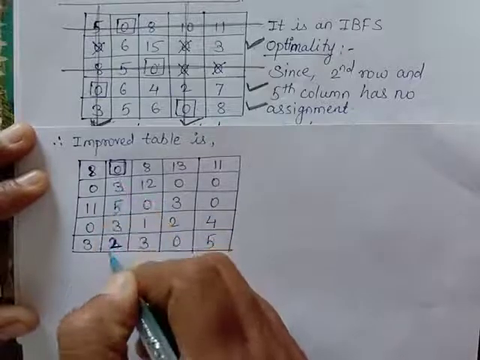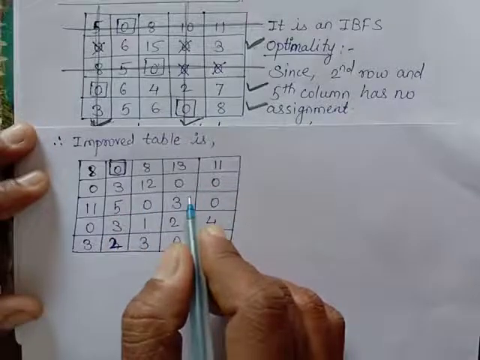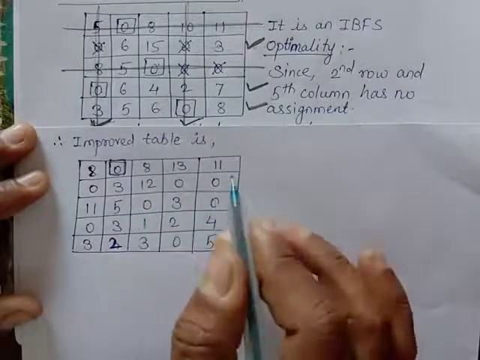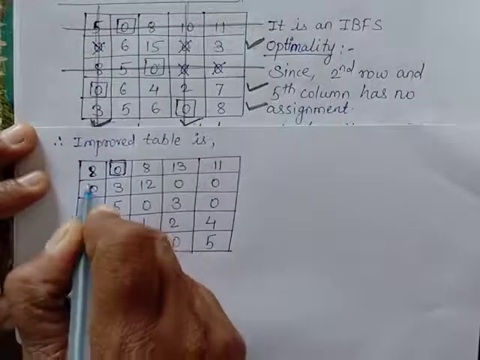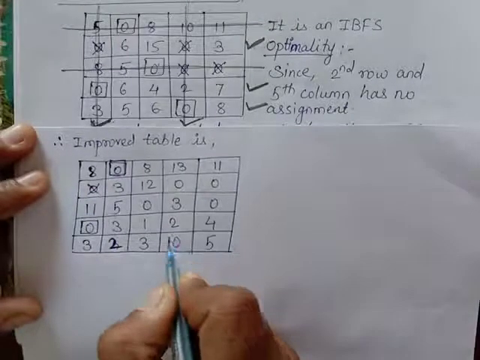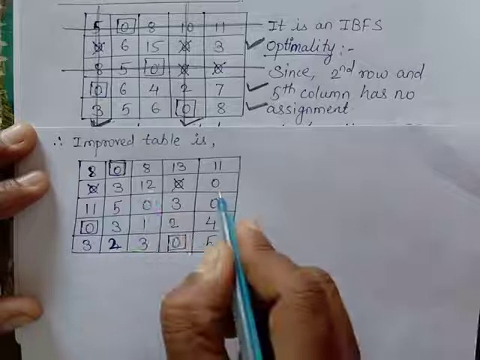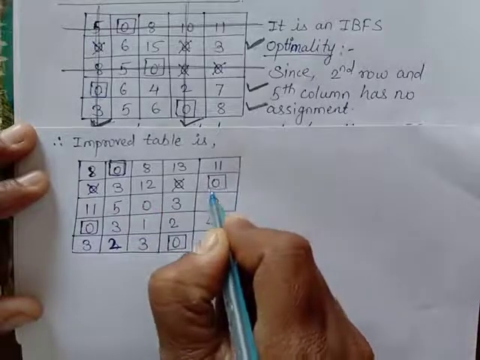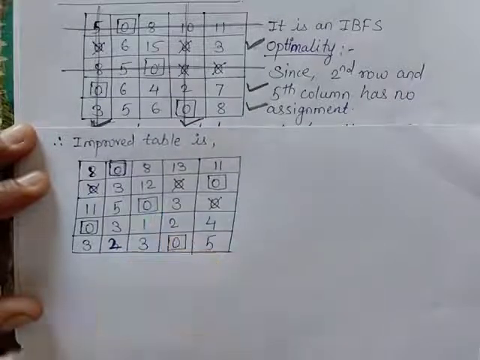There will be no 0 in this column, so keep it as it is. Now this second row has 3 zeros, so don't do the assignment there. The third row has 2 zeros, so don't do the assignment there. But this fourth row has a single 0, let me do the assignment here. It will get crossed, fine. The fifth row has a single 0, so let me do the assignment here. It will become a cross. Now the second row has a single 0, so it will get crossed. Now again this one has a single 0, it will get covered, okay.